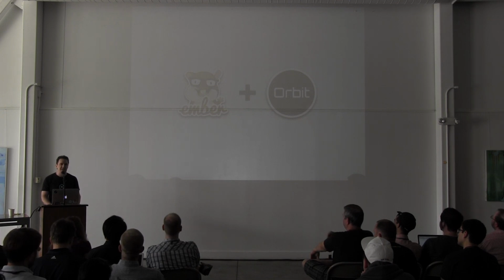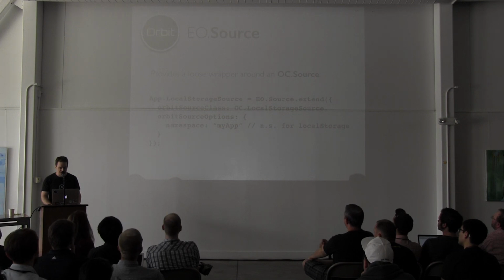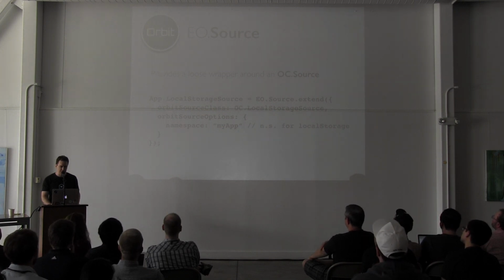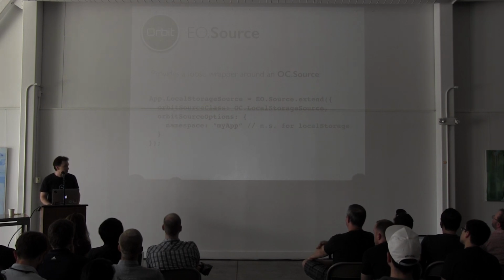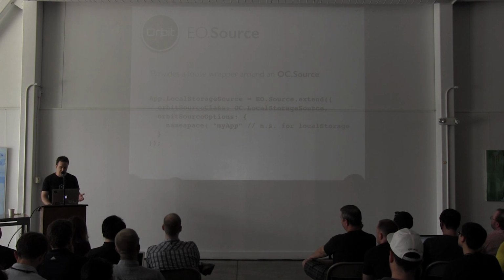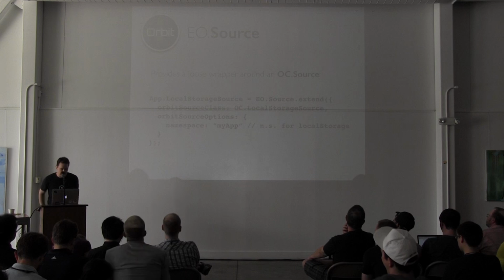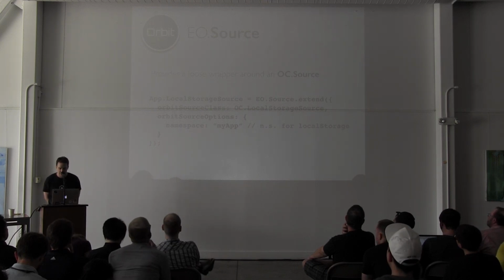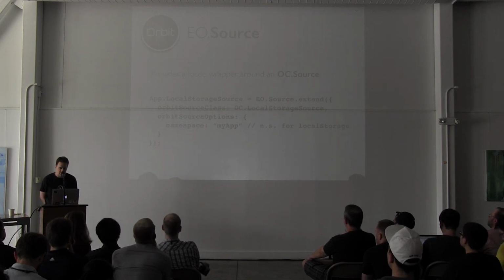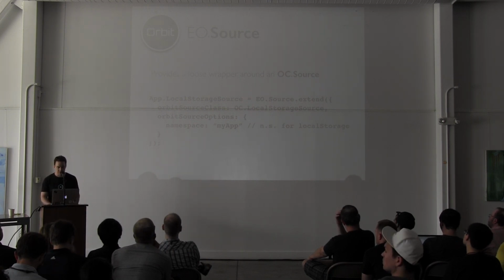So let me get back into this new integration library, which is perhaps most relevant here at Wicked Good Ember to talk about. The source is actually a pretty loose wrapper around the Orbit Common Library's source. You define a source that extends a base source class. You can define the Orbit source class, like here we're linking it up with the Orbit Common local storage source, and set some options for that source, like the namespace for local storage.